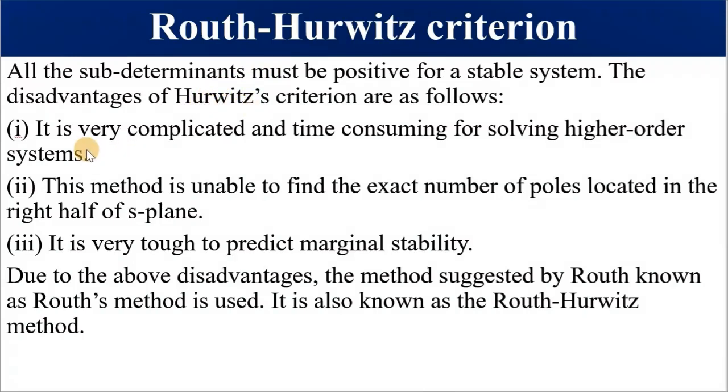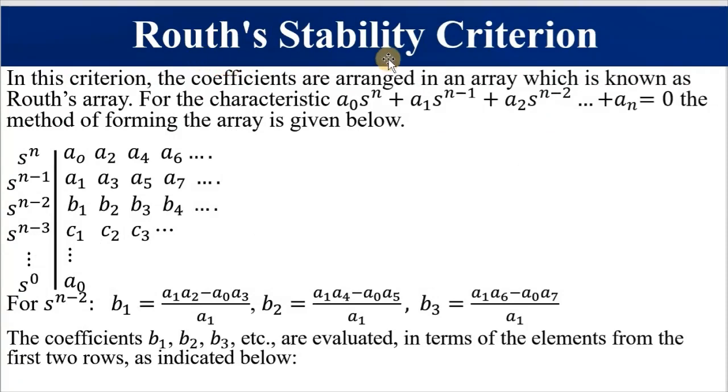So these are the disadvantages. It is very complicated and time consuming for solving higher order systems, and this method is unable to find the exact number of poles located in the right half of the S-plane. It is very tough to predict marginal stability. So due to the above disadvantages of Hurwitz's criterion, the method suggested by Routh, known as Routh's criterion, is used. And because it combines what was discovered by Hurwitz and Routh's array, it is called the Routh-Hurwitz array method. Let us go straight into it. This is what we call Routh's array, and we'll be using the determinants method.